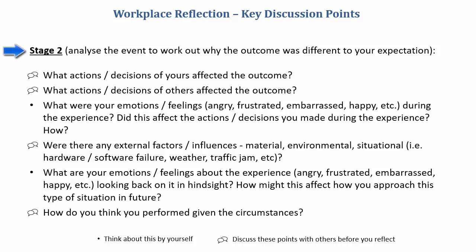So stage 2 is about analysing the event to work out why the outcome was different to your expectation. And the kind of things you need to talk about are what actions or decisions of yours might have affected that outcome? And what actions and decisions of the people around you who were involved might have affected the outcome? And the next thing you want to talk about is what were your emotions or feelings during the experience?